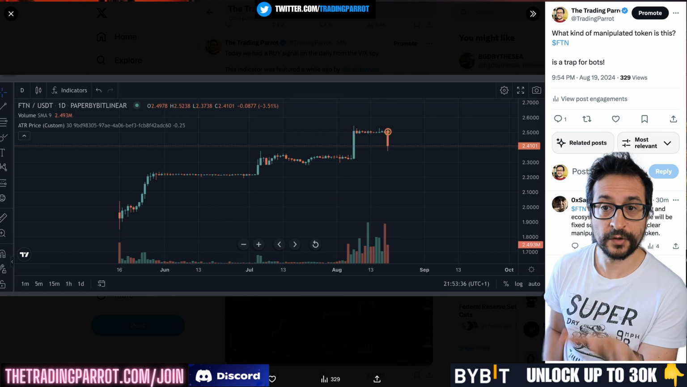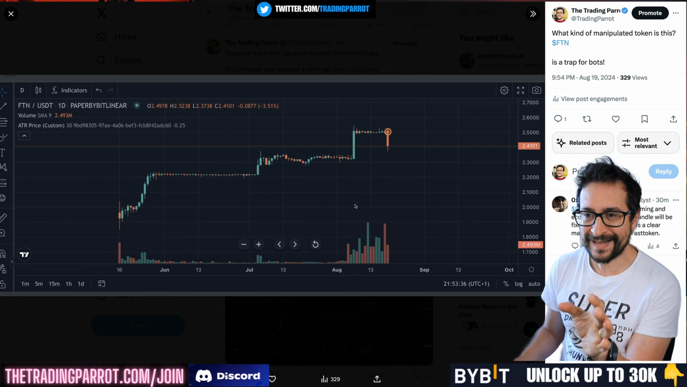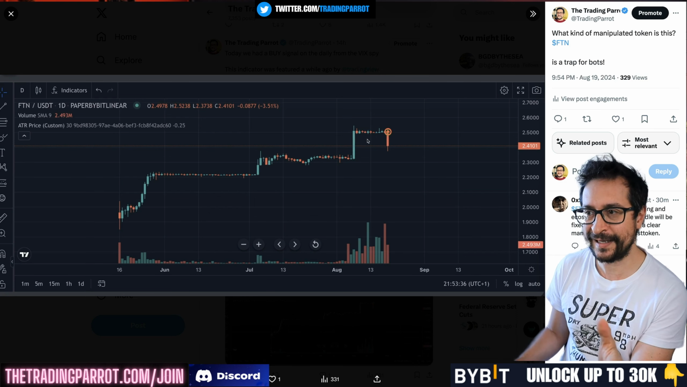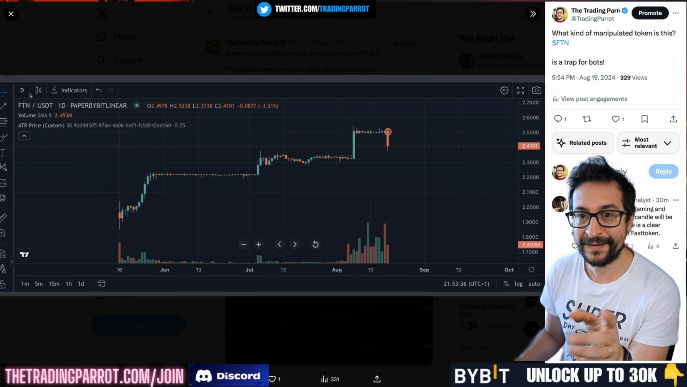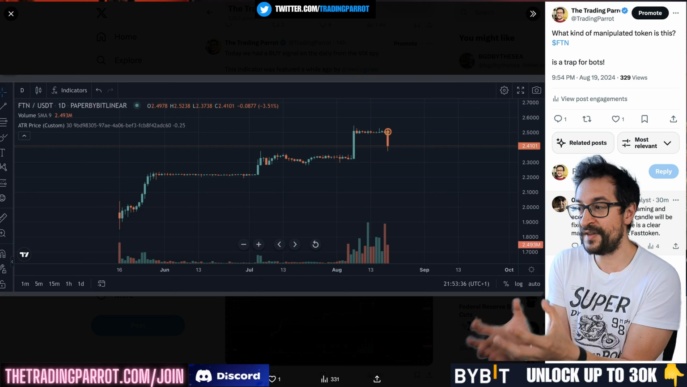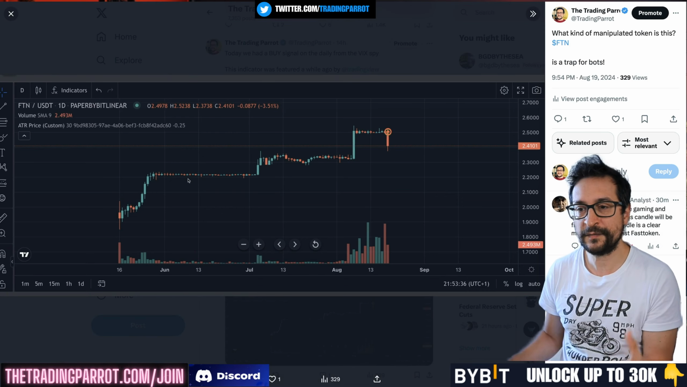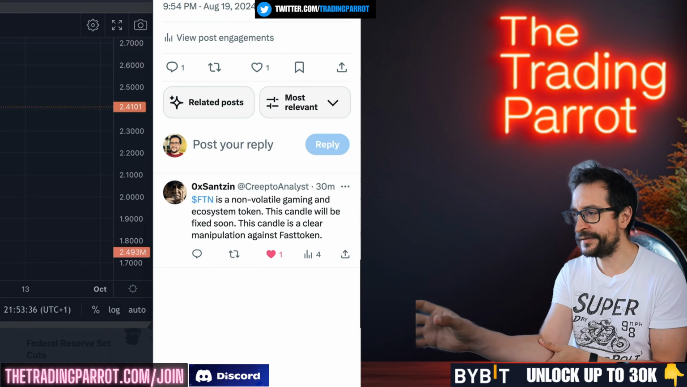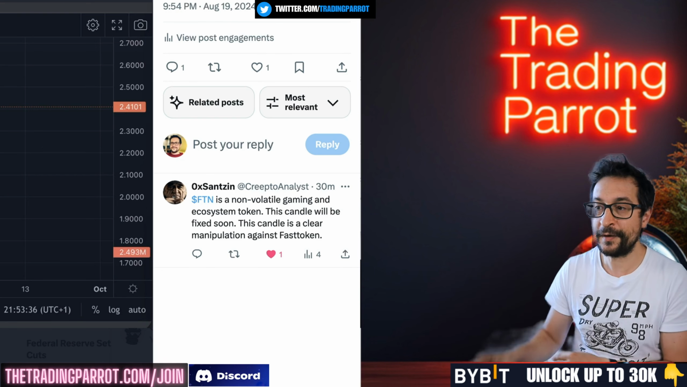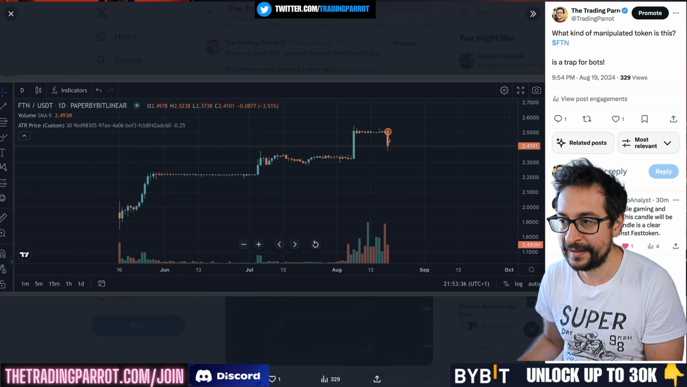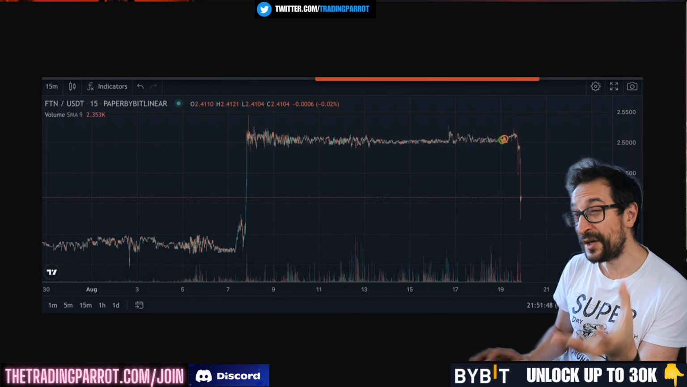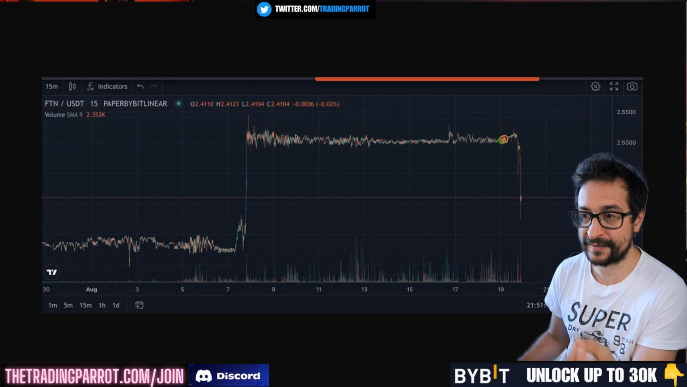This particular token, for example, FTN, look at how it moves. If you were to use ATR or ADR on a token like this is a massive trap. We have a daily chart and you can see for how long there is no movement. And yes, there might be a reason behind why there's very little volatility. Someone is here telling me that this is a non-volatile gaming and ecosystem token, whatever. But when you see this candle in here dumping hard out of an area of very low volatility, if you were using ATR, that will be a disaster for your bot.